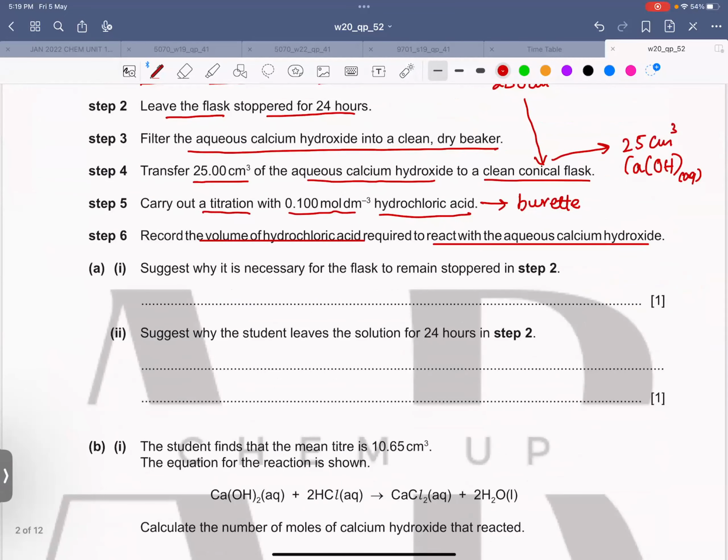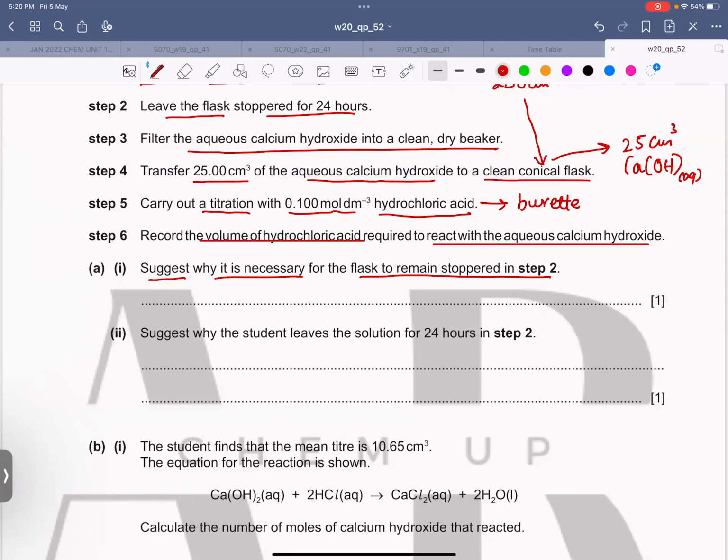Suggest why it is necessary for the flask to remain stoppered in step 2. Yes, can anybody answer? To stop loss as water vapor. So the solution remains saturated. No, lime water turns milky due to CO2.